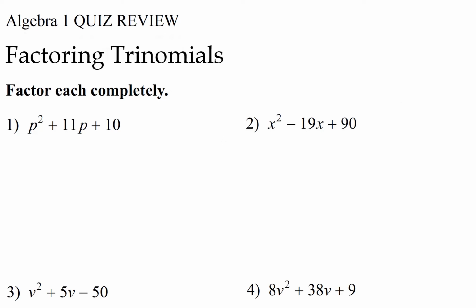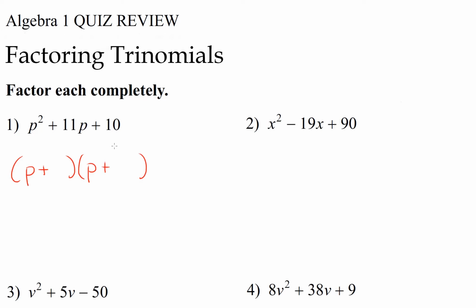All right, welcome to our video review for the quiz on factoring trinomials. Taking a look at number 1, we have p squared plus 11p plus 10. We recognize that all three terms are positive, so we know this is going to be a plus plus. So we're going to set this up as p plus something times p plus something.